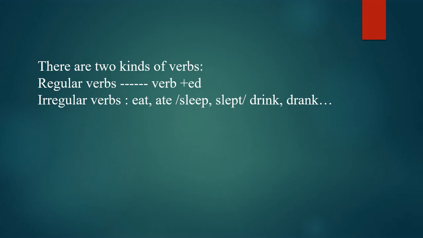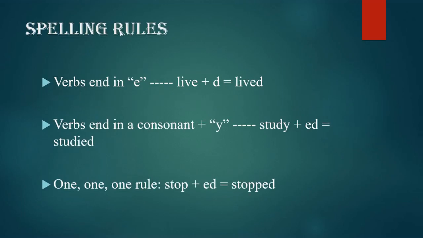So there are two kinds of verbs in the past, regular verbs and irregular verbs. For regular verbs, we add ed at the end of the infinitive. For irregular verbs, we completely change the form of the verb. For example, eat becomes ate, sleep becomes slept, drink, drank. And there is a table for these verbs that you have to memorize.